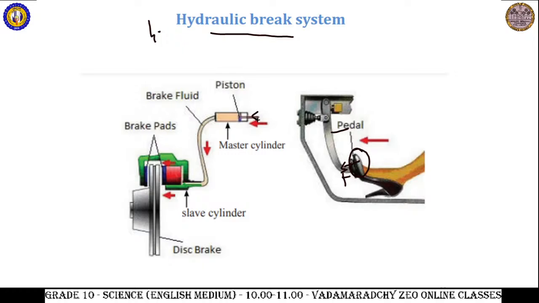There are two cylinders present. The first one is the master cylinder, the second one is the slave cylinder. In both cylinders there are two pistons. In the master cylinder, the surface area of the piston is smaller than that of the piston present in the slave cylinder. That is the basic structure of the brake system.